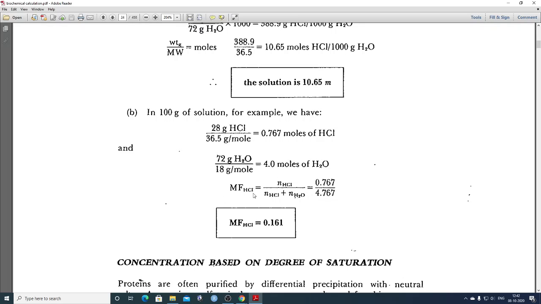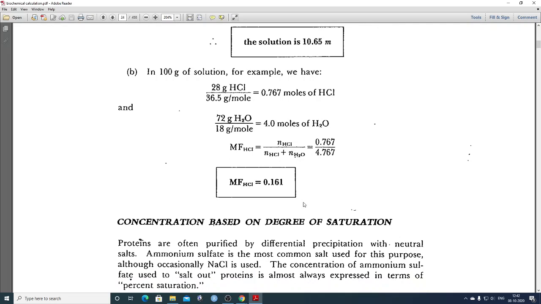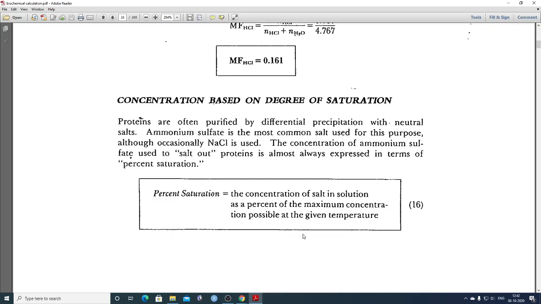So mole fraction of HCl is equal to N of HCl divided by N of HCl plus N of H2O. So here we calculate 0.767, that is N of HCl, divided by 0.767 plus 4, that is 4.767. So mole fraction of HCl is 0.161. Okay, so that is how we can calculate the mole fraction for HCl. That was mole fraction of HCl.